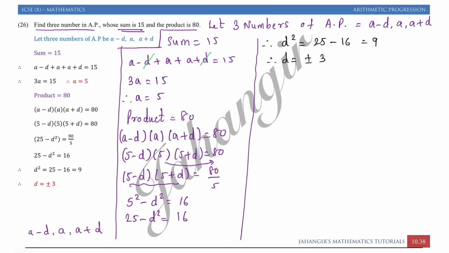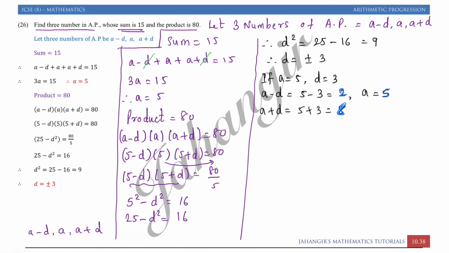So now we have to find the three numbers. First I will take A is equal to 5 and D is equal to 3. Because we have two values of D, both values I will be taking into consideration. So the first number is A minus D, that is 5 minus 3, which is 2. The second number is A, which is 5, and the third number is A plus D, which is 5 plus 3, that is 8. So in the first case we have three numbers like 2, 5 and 8.